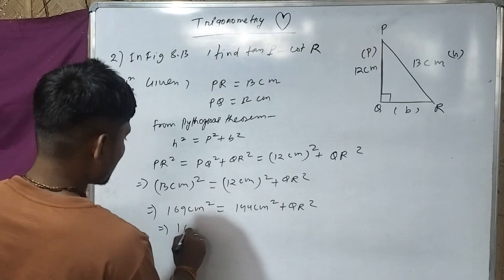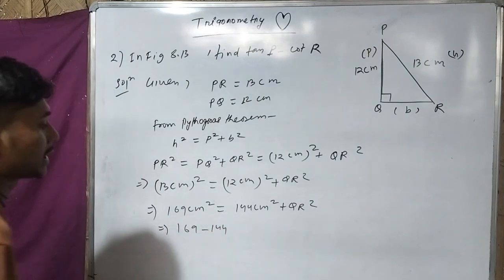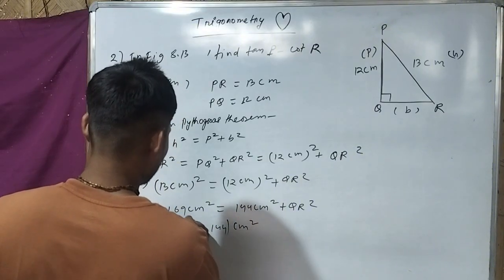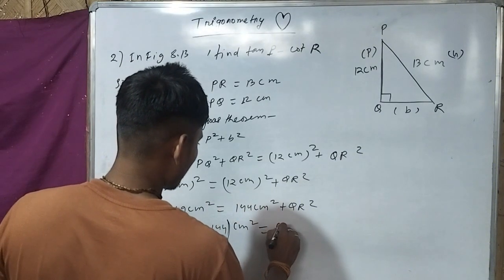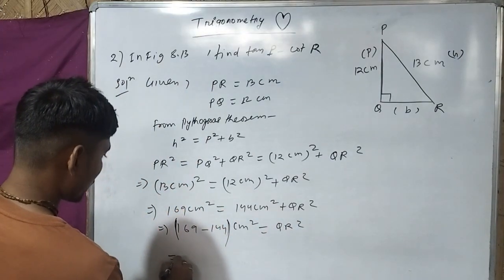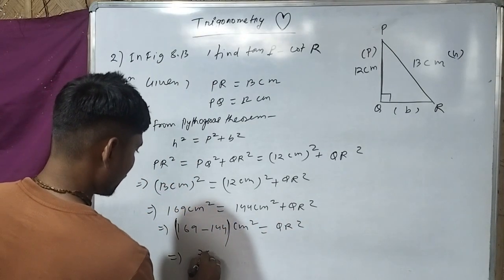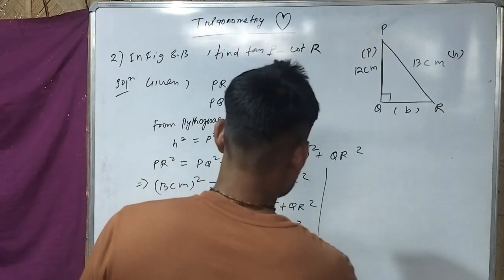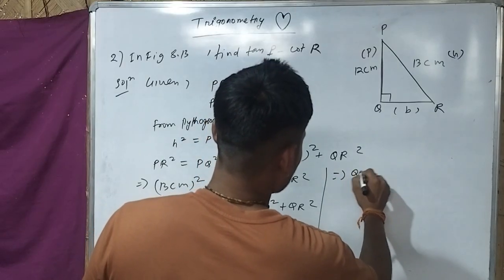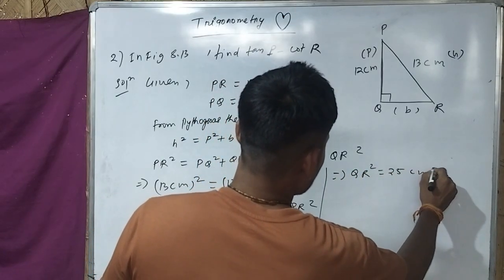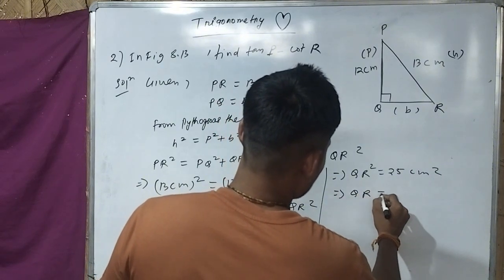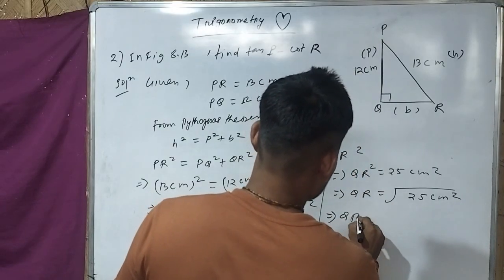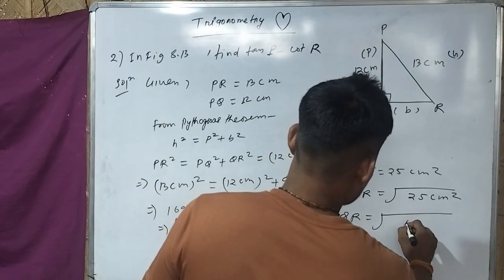Now see, 169 minus 144. If you bring this 144 to the left hand side, and I take centimeter square common, then you will get QR square. Now 169 minus 144 is how much? 25 centimeter square. You will get QR square equal to 25 centimeter square. That means QR equals root over 25 centimeter square.